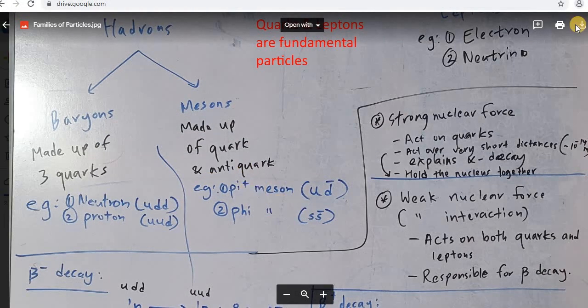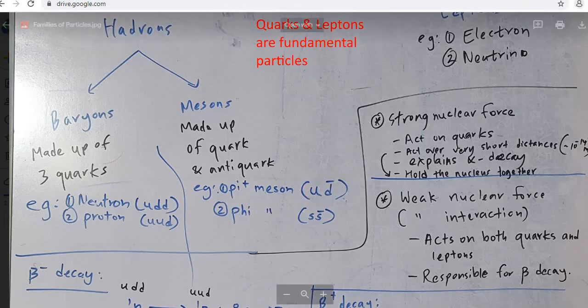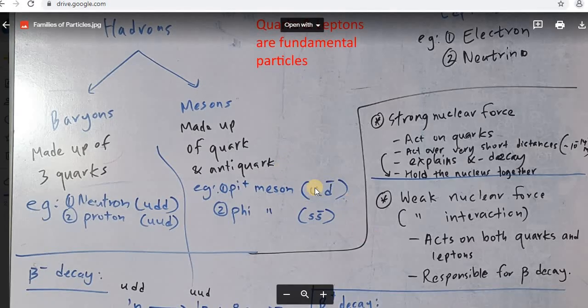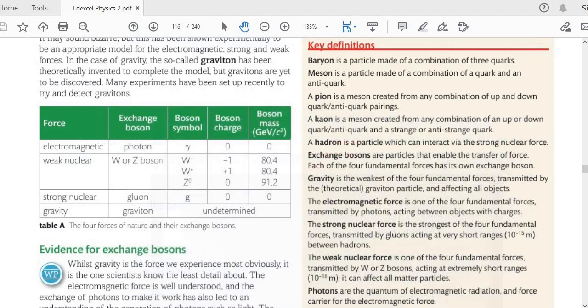Okay, so this is the pi plus meson. You can see it is a quark and an antiquark. A pion is a meson created from any combination of up and down quark-antiquark pairings. See, up and down quark-antiquark pairings: pion.